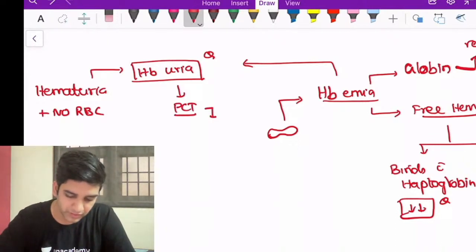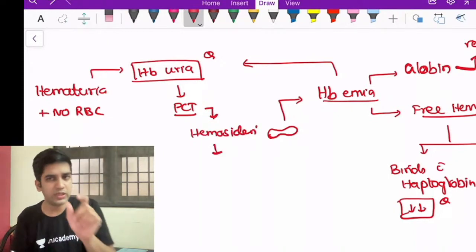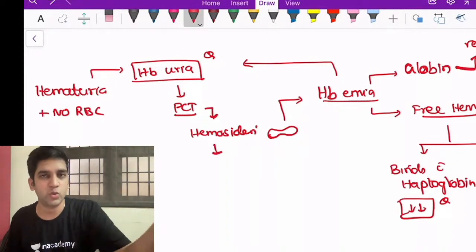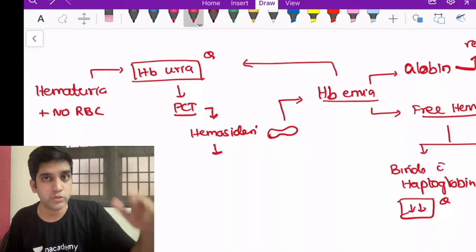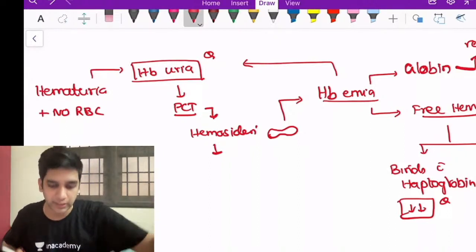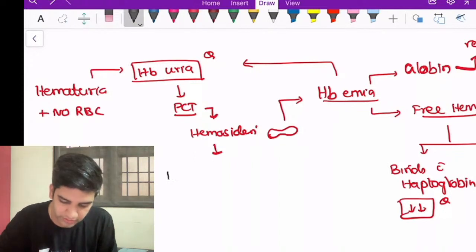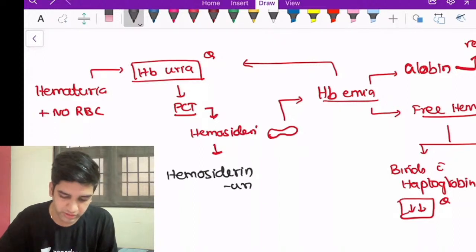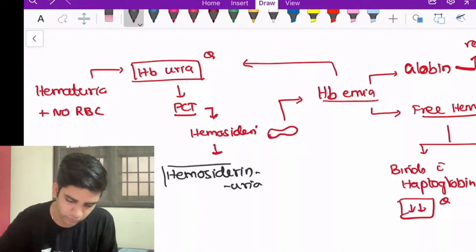In the PCT, it will be stored as hemosiderin, right? Once it's stored as hemosiderin in the PCT, the PCT cells will have a half-life, obviously. Once that half-life gets over, the proximal convoluted tubule cells will die. So the hemosiderin goes along with the dead cells into the urine. So I'm going to have hemosiderinuria, right? So that's perfect. So these are the findings I'm going to see in a case of intravascular hemolysis.